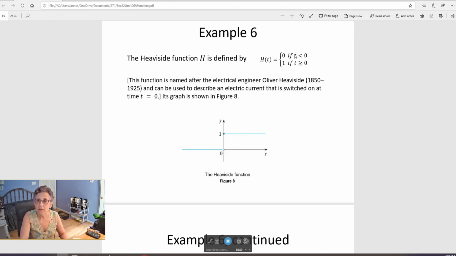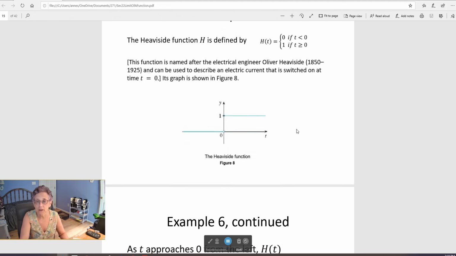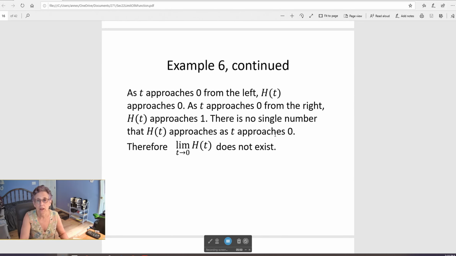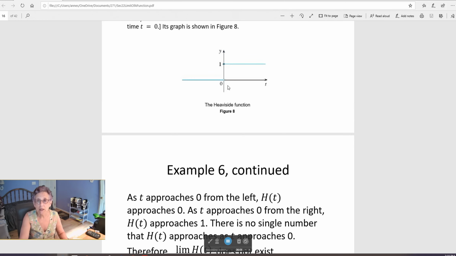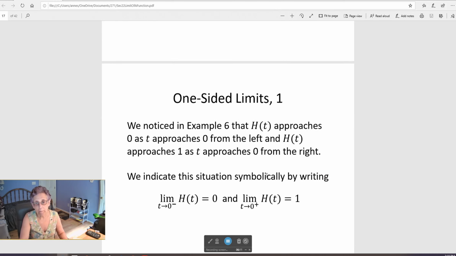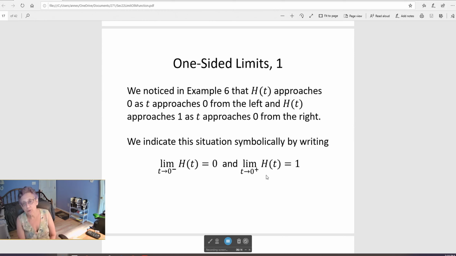It can be described as a piecewise function. It's equal to 0 if t is less than 0. It's equal to 1 if t is greater than or equal to 0. As t approaches 0 from the left, we get closer and closer to 0. As t approaches 0 from the right, our function, our outputs, are closer and closer to 1. So the limit as t approaches 0 does not exist. Which brings us to the need for one-sided limits.